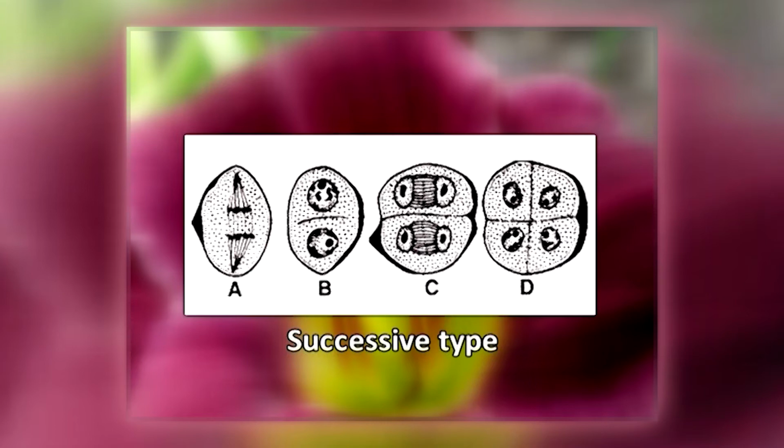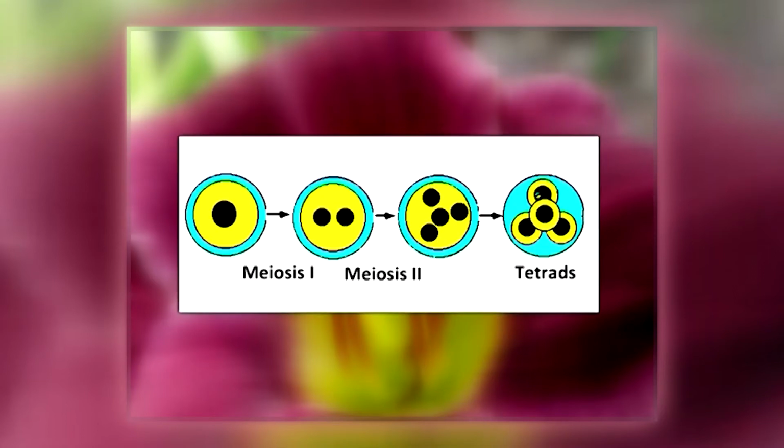The successive type of wall formation is found mostly in the monocots. In the simultaneous type, there is no wall formation between the 2 daughter nuclei after meiosis I, and as such, instead of a dyad, simply a binucleate cell is formed after meiosis I. The 2 daughter nuclei then undergo second meiotic division, which is usually synchronous. At this stage, 4 daughter nuclei lie in the common cytoplasm.